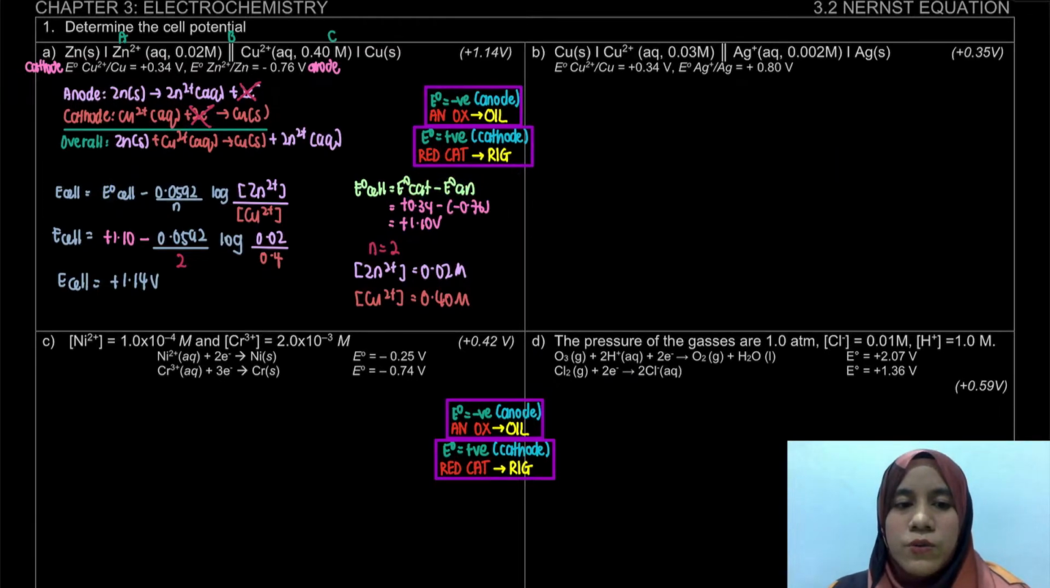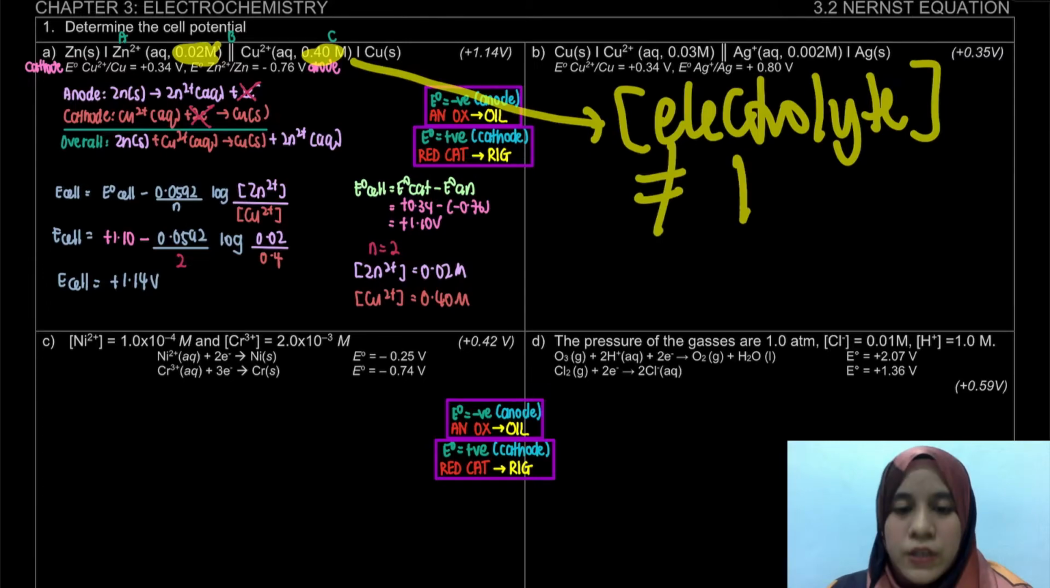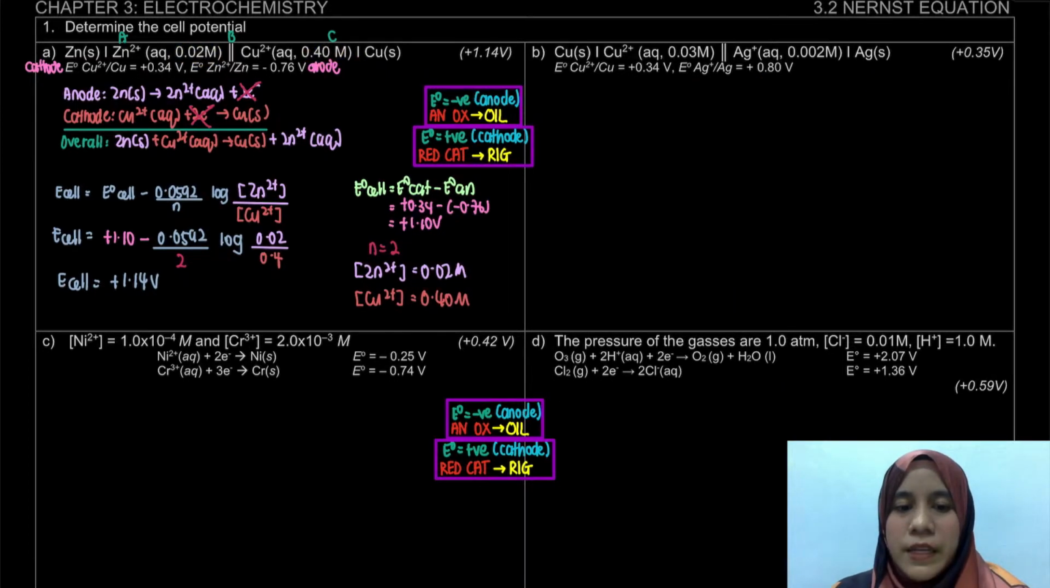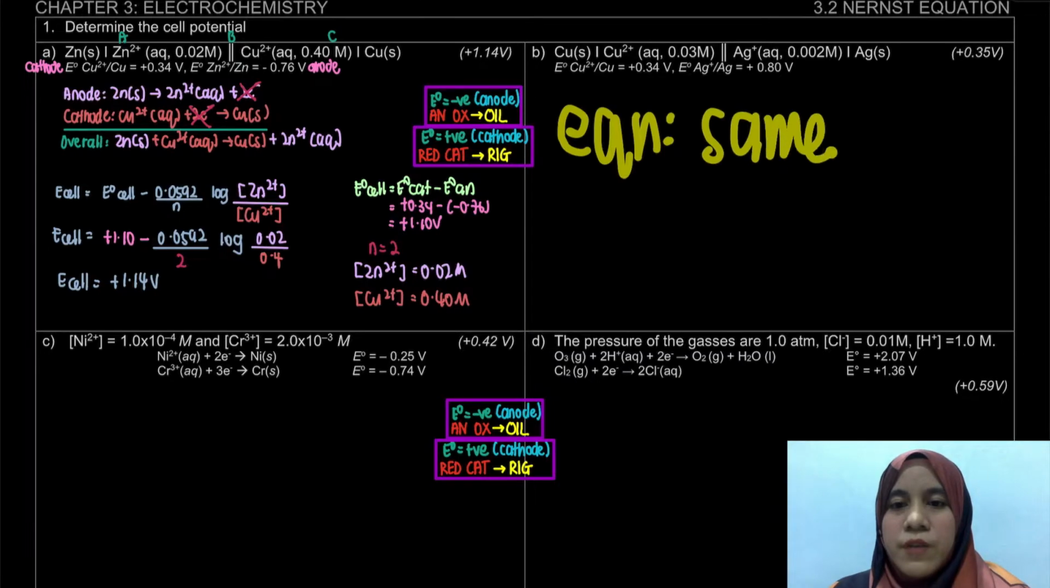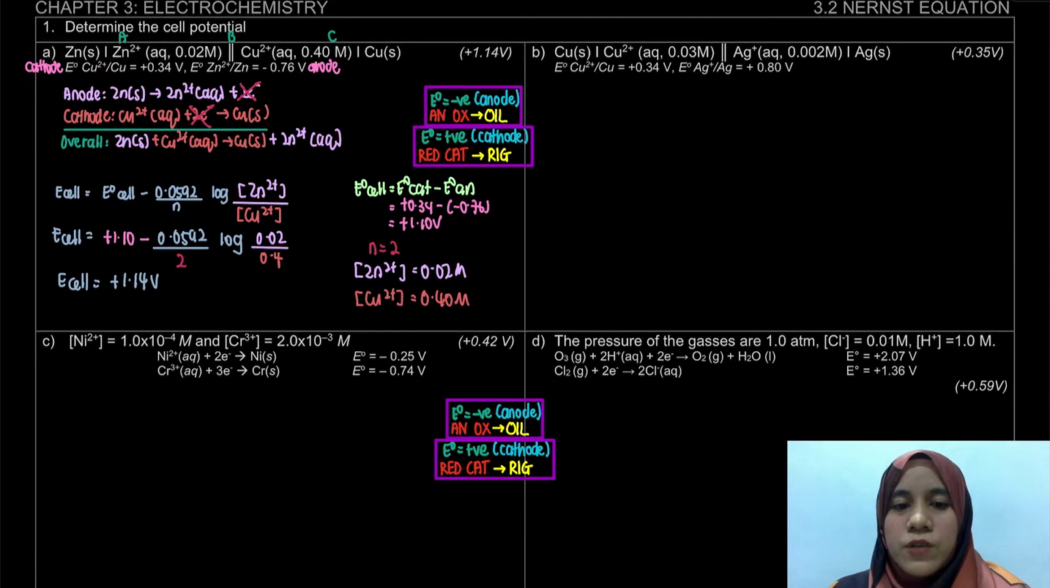Okay, so how to determine the cell potential? As you can see here, the concentration of our electrolyte itself is not equal to 1 molar. So when it is not equal to 1 molar, we have to find the cell potential. Question 2, try yourself. It's just that for the equation, when you simplify it, make sure the electrons are the same. If it's not the same, you have to multiply the equation. Okay, so that's for question B.